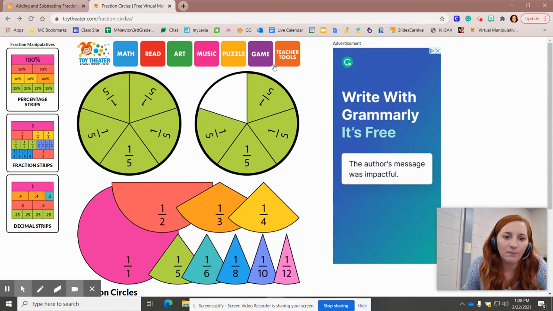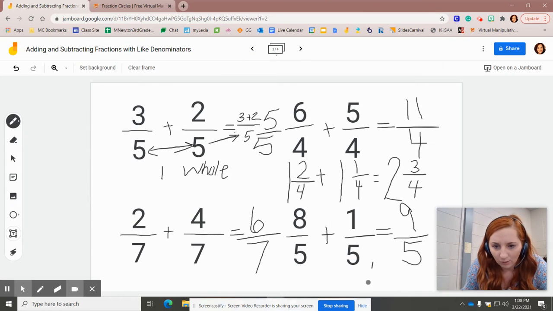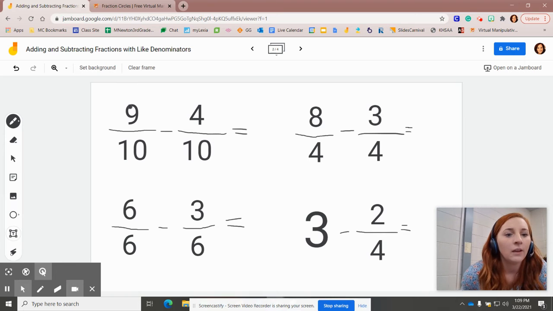9/5 is the same thing as 1 and 1, 2, 3, 4/5. So really our answer could be 1 and 4/5 because 1 and 4/5 is the same thing as 9/5. Okay, so now we've done addition. So now let's do some subtraction.